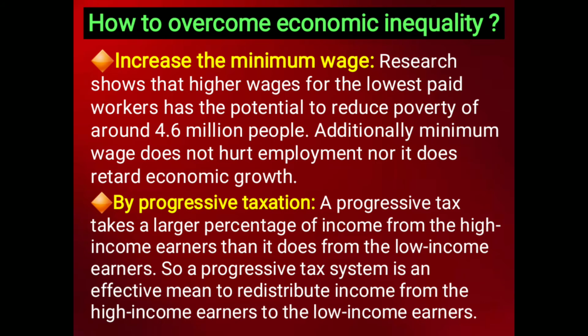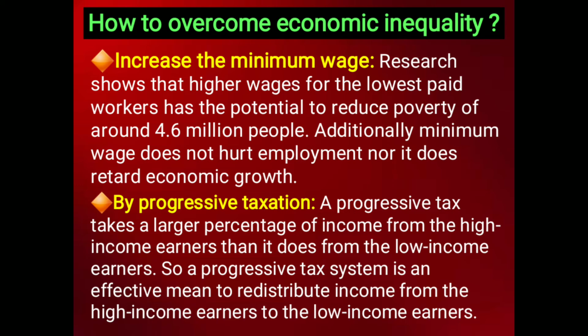Now let us see some of the measures by which we can overcome economic inequality. Increase the minimum wage. Research shows that higher wages for the lowest paid workers has the potential to reduce poverty of around 4.6 million people. Additionally, minimum wage does not hurt employment nor does it retard economic growth.